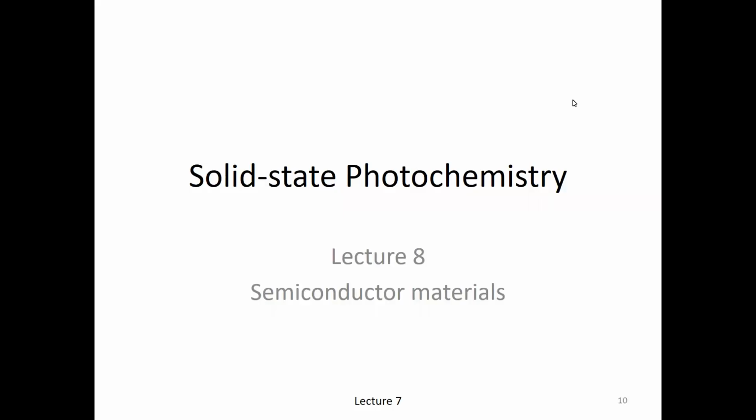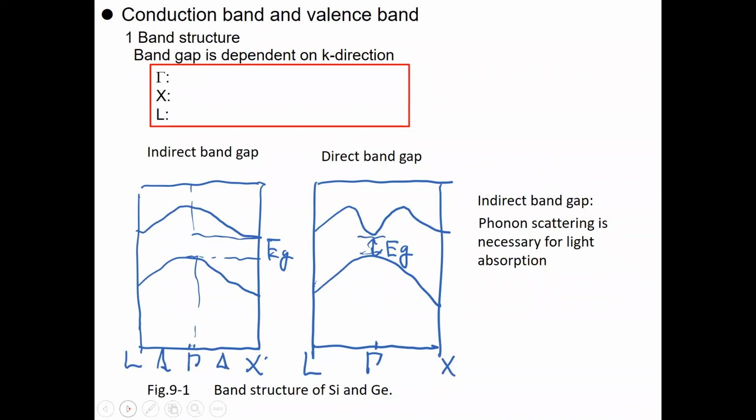In this lecture 8, following the band structure study, we are going to see how the electron can propagate in a different type of semiconductor materials. So let's start from here by reviewing the band structure.